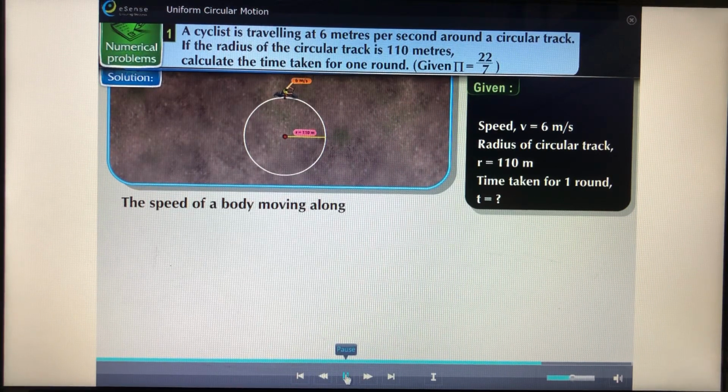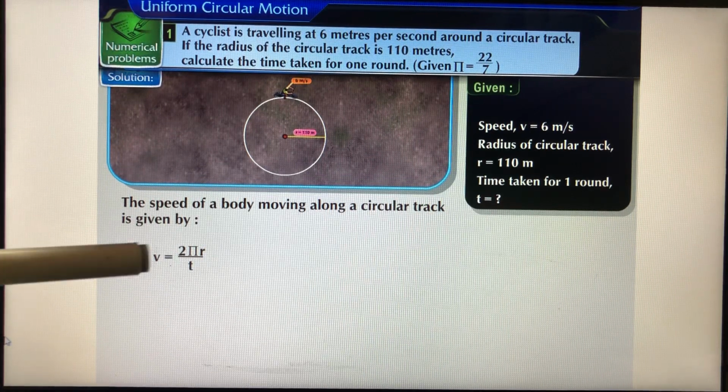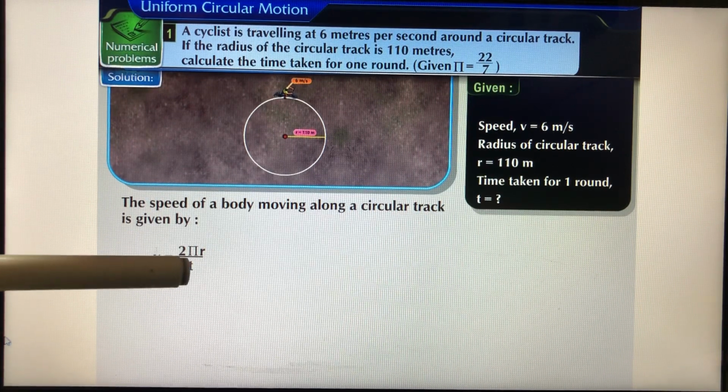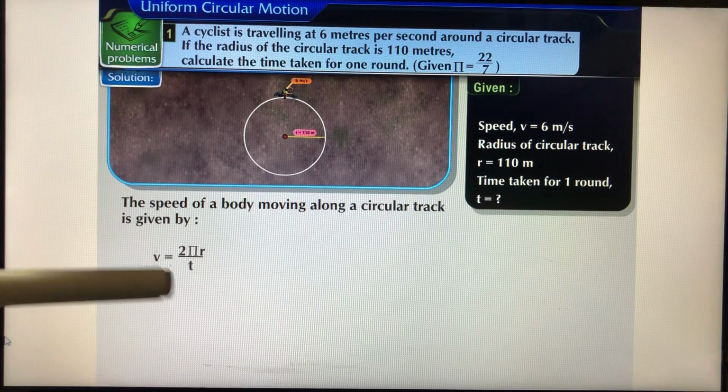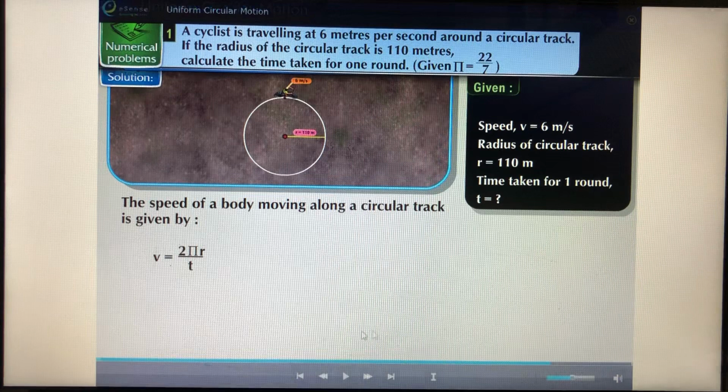For circular motion, only one formula is there. The speed of a body moving along a circular track is given by v is equal to 2 pi R upon T. This is the only formula for uniform circular motion. Here we want T. So dividing by T, it comes here as V, and V is now multiplied, so it gives a direct denominator. So 2 pi R upon V. Exchange: write T here and V here. T is equal to 2 pi R upon V.